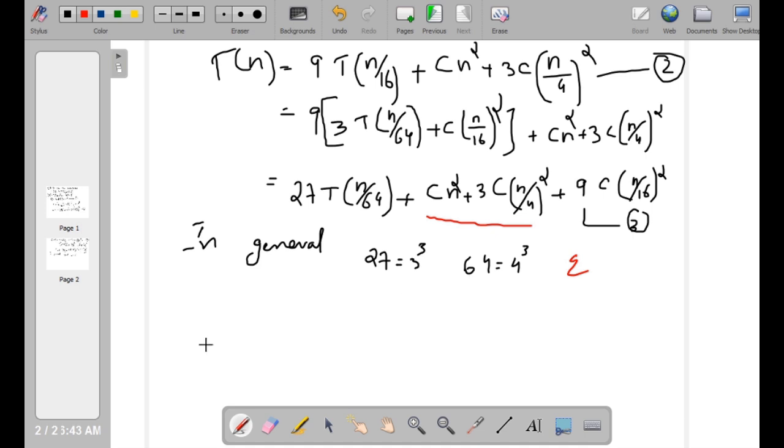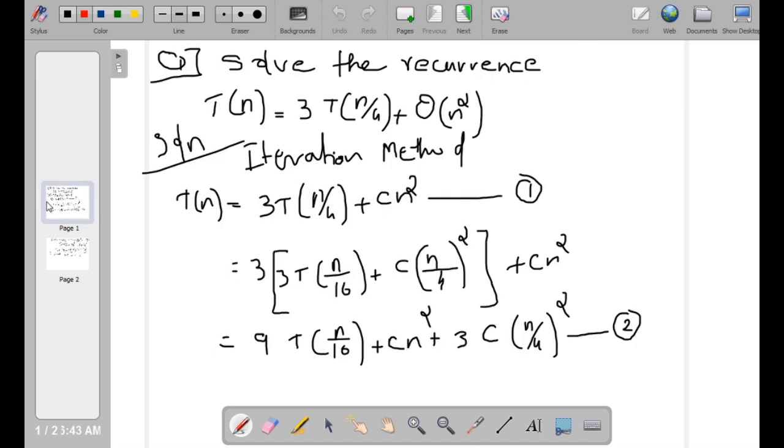Let us see the first equation. It is only cn². That is, when the equation number k equals 1, we are getting cn². When k equals 2, two terms are coming: 3 raised to 1 times c(n/4) square. So 3 can be written as 3 raised to 1 here. Here I can write 3 raised to 0. Let us write all the equations together.